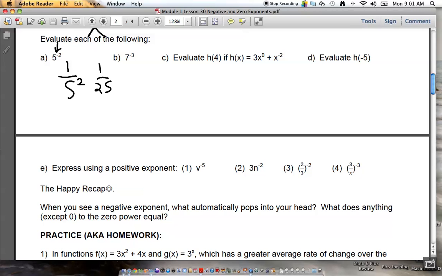Try the next one, 7 to the negative 3. Personally, I would do this on the calculator because most people don't walk around with the fact that 7 to the 3rd is 343 off the top of their head. Oh, 343? Gotta have fun with this stuff, Maya. Okay, so, negative exponent, reciprocal. 1 over 7 to the 3rd, which is 1 over 343. If you express that as a decimal, it's very ugly. Try C.